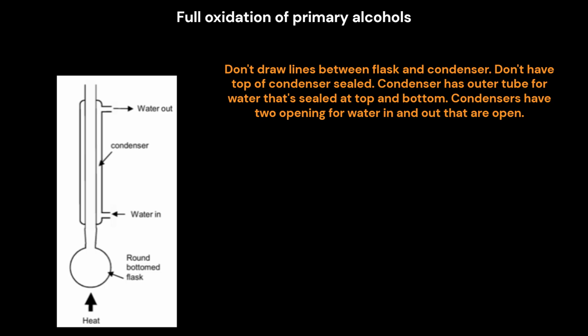When drawing the apparatus, don't draw lines between the flask and condenser. Don't have the top of the condenser sealed. The condenser has an outer tube for water that's sealed at the top and bottom. Condensers have two openings for water in and out that are open.